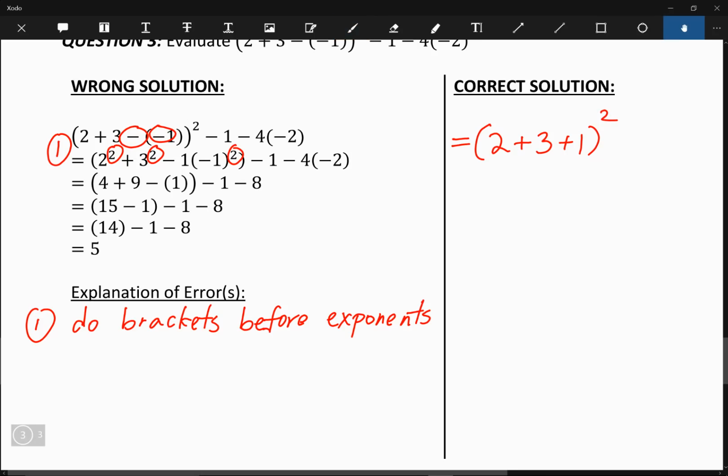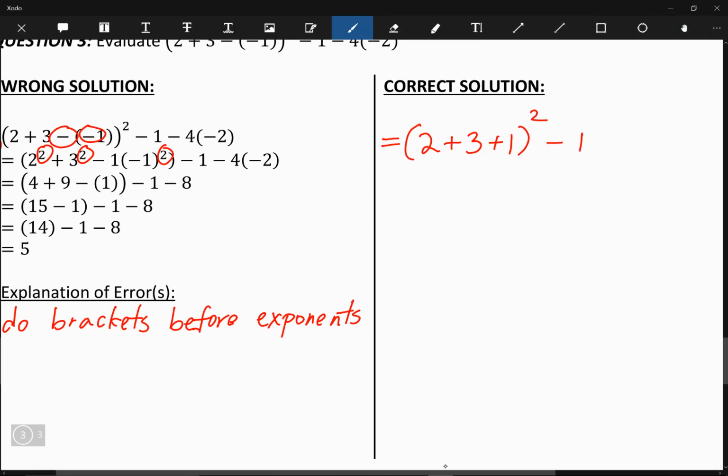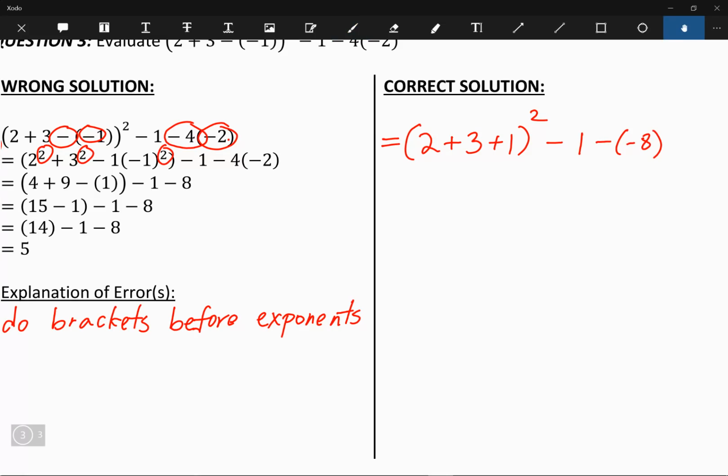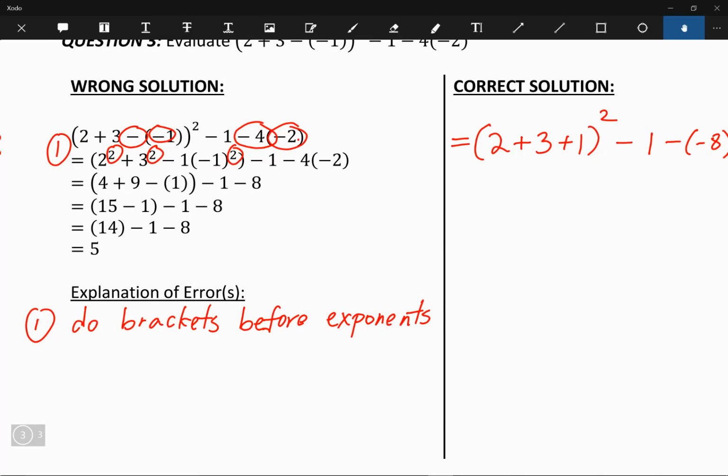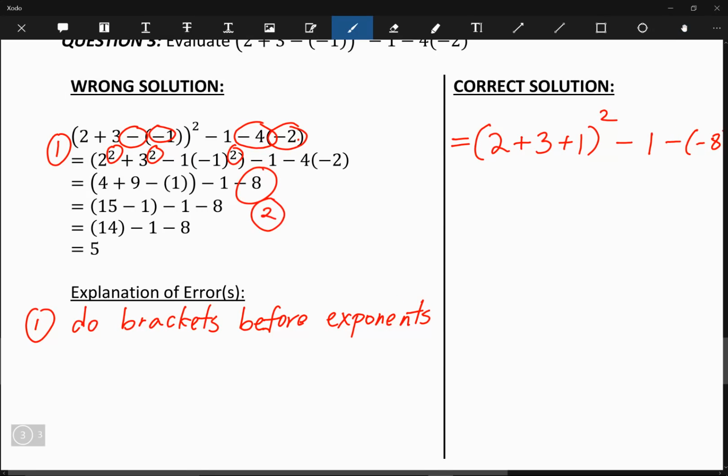Okay? And then if I do the rest of the line, so minus 1, and then here, 4 times negative 2 is negative 8. So minus minus, so you have a plus 8. I'm going to fix that too on the next line. But let's look for other mistakes first. Okay. So the other mistake comes from here, number 2. They forgot a negative. Notice there's a negative 4, negative 2, but they only have one negative here. So here, number 2, they forgot a negative.